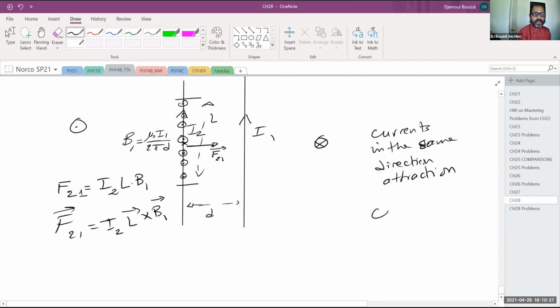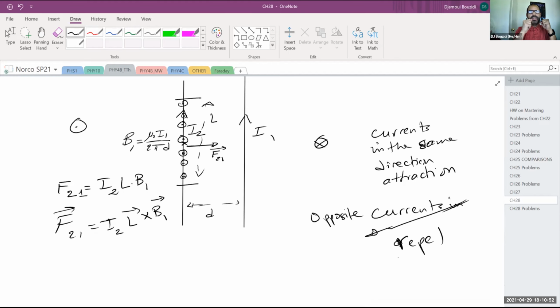And currents in opposite directions, or opposite currents, repel. It's opposite to what we have seen in the case of electricity. So opposite charges attract, but opposite currents actually repel.